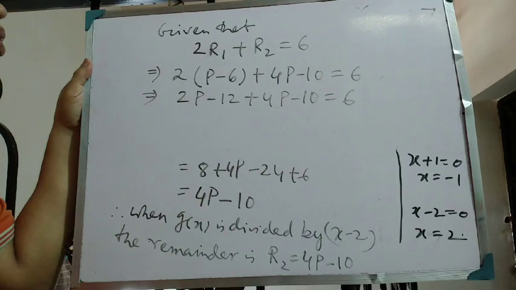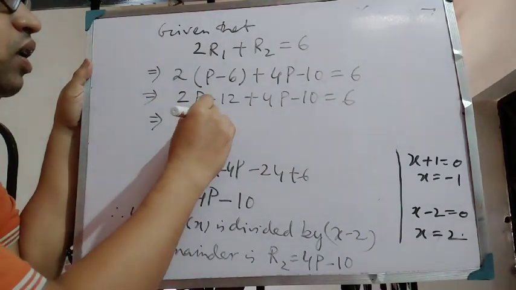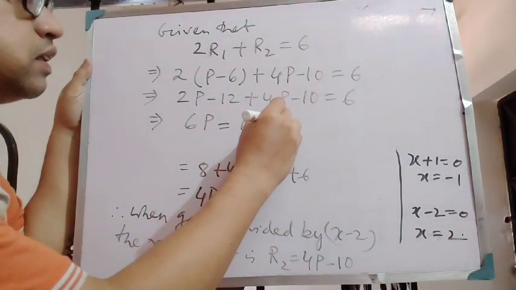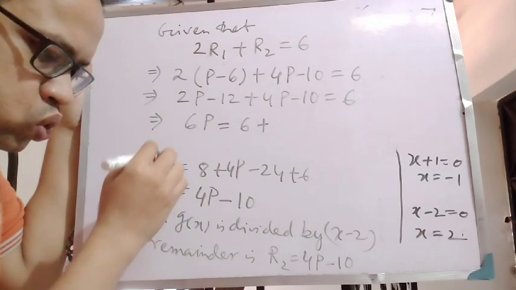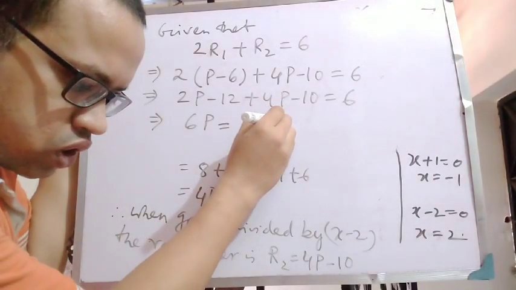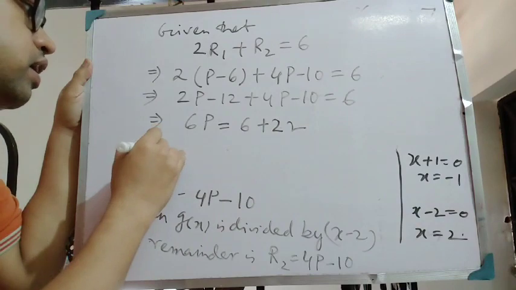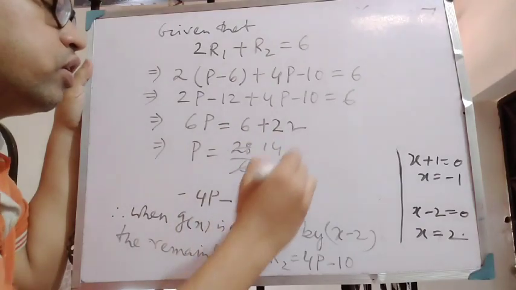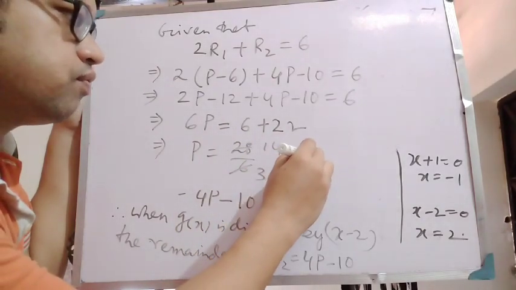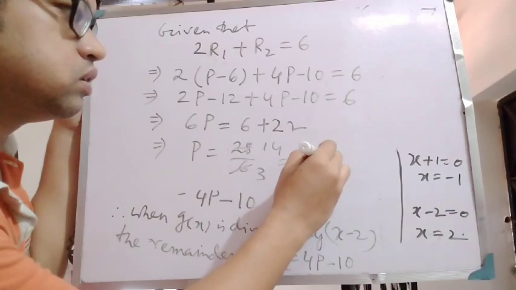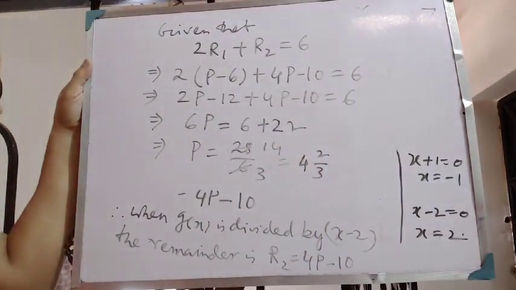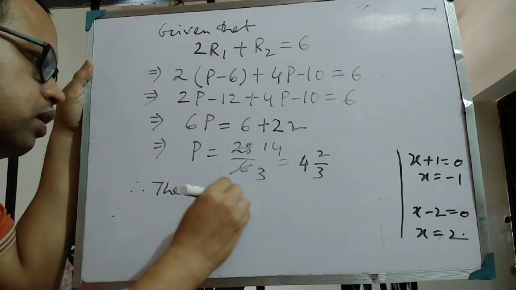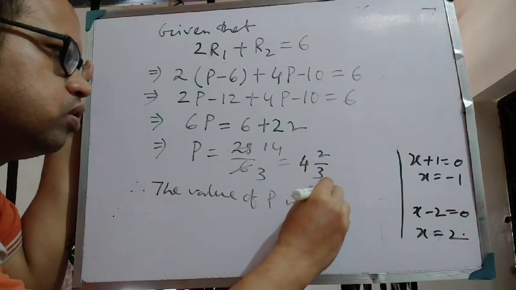So that gives you 6p equals 6 plus 22. So that gives you p equals 28 by 6, so 14 by 3, that means 4 whole 2 by 3. So the value of p is 4 whole 2 by 3.